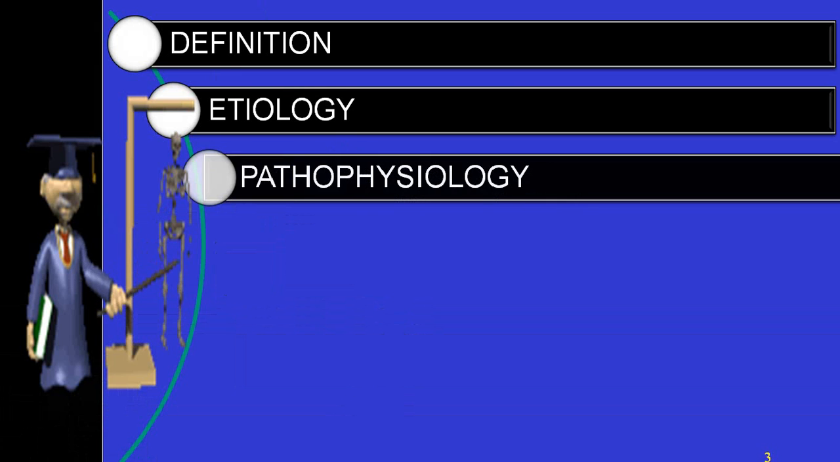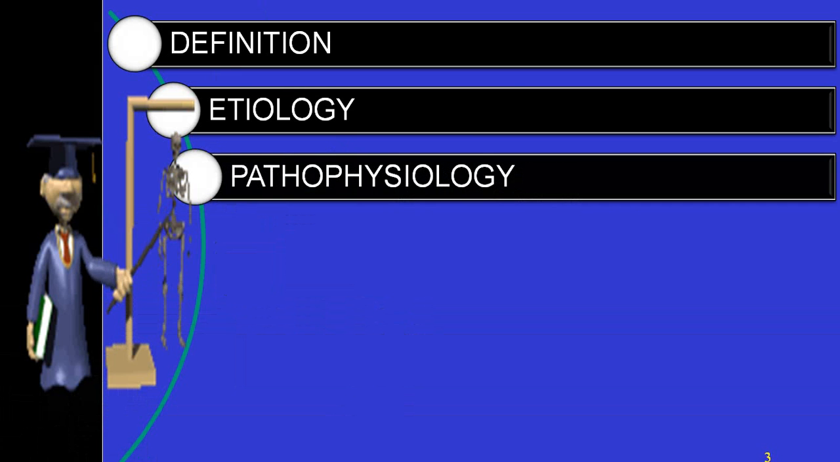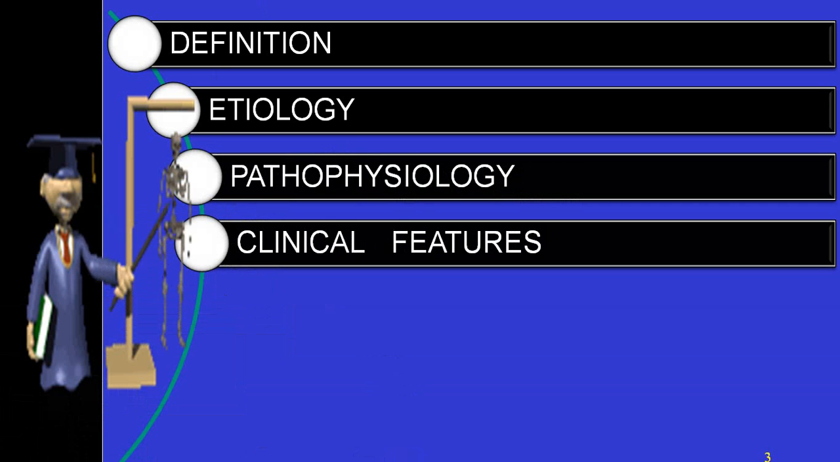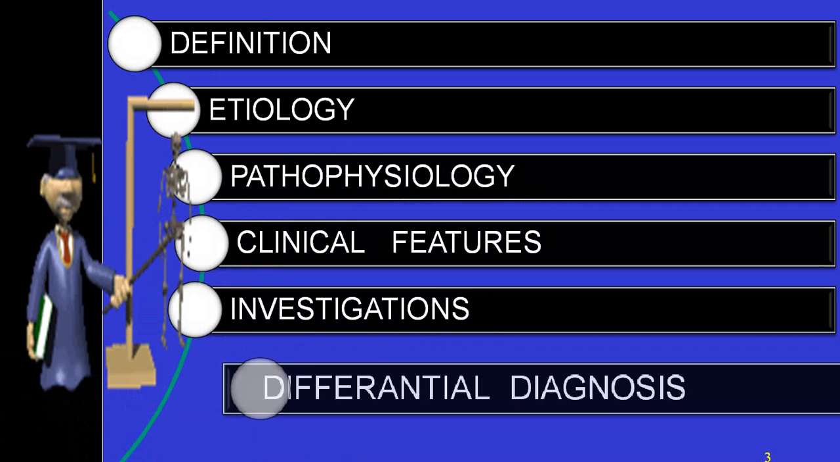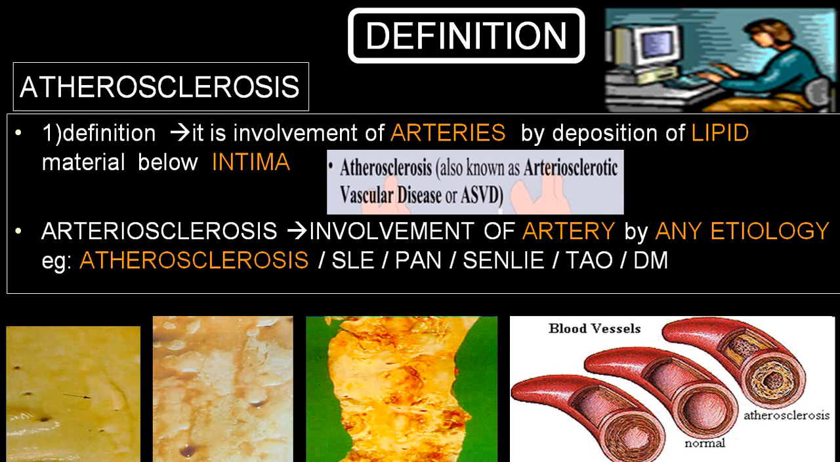We'll be discussing under the common headings: definition, etiology, pathophysiology, clinical features, investigations, differential diagnosis, and treatment. By definition, atherosclerosis is also called arteriosclerotic vascular disease, or in short form ASVD. A stands for arterio, S stands for sclerotic, V stands for vascular, D is for disease.